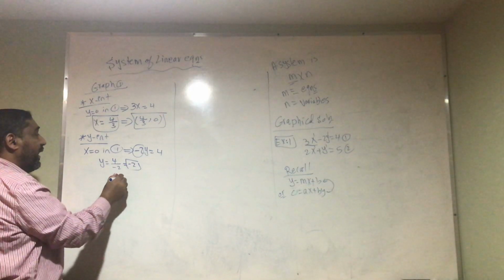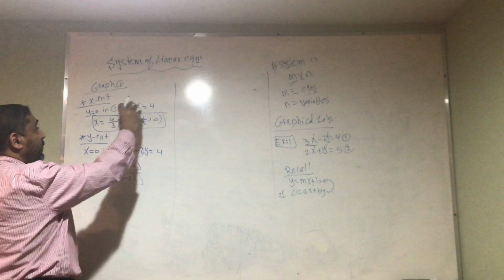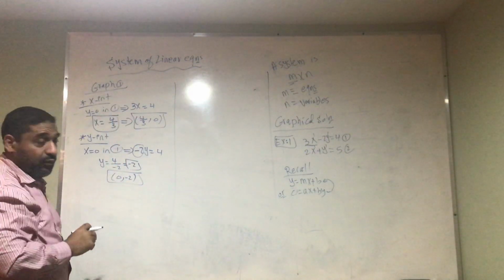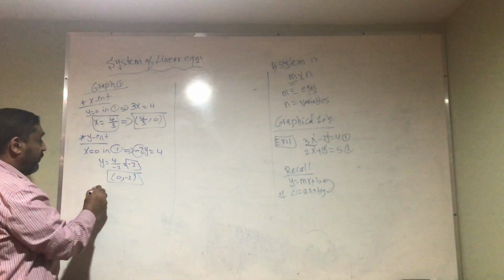So what is the point here, guys? Your x is 0 and your y is minus 2. I put it in a box like this. So that is it, I needed to get the x-intercept and y-intercept for graph number 1. I'm going to plot them right now, but one by one. Let us go to graph number 2.